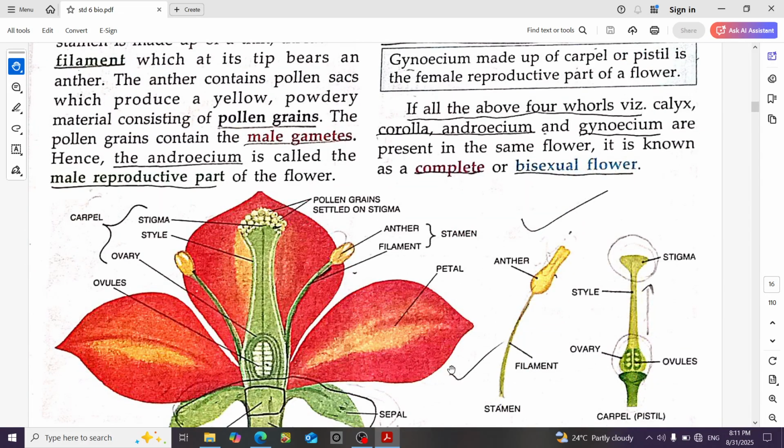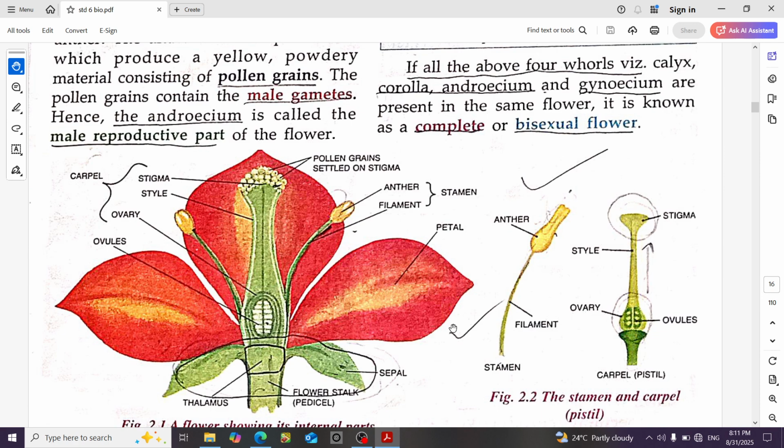Male and female together make up the flower. That's called a bisexual flower. It has both male and female parts. It's a complete flower. Here they have shown us the stamen and the carpel. Observe them carefully, see the parts. You need to draw this in your notebook. It's important.